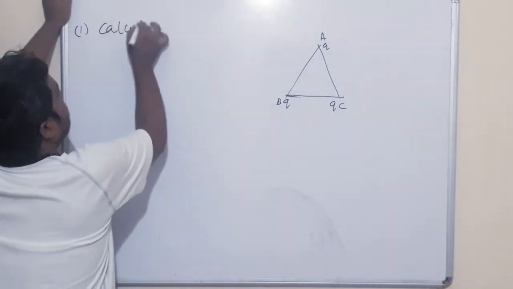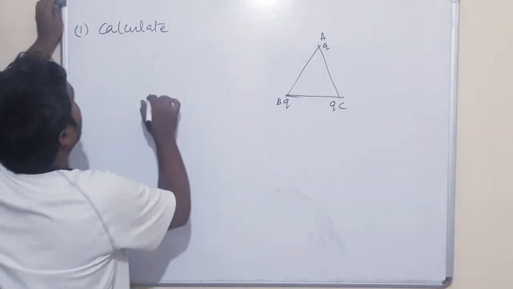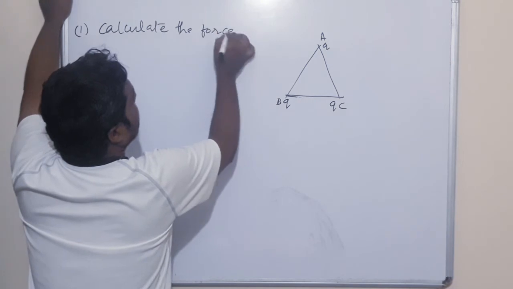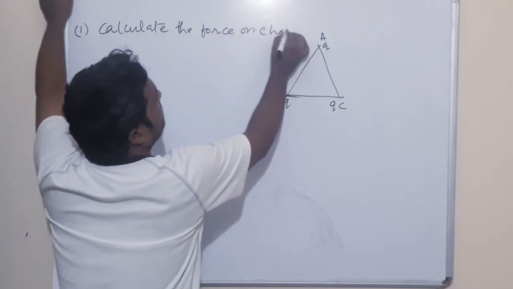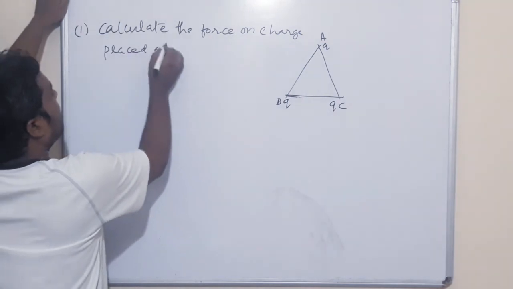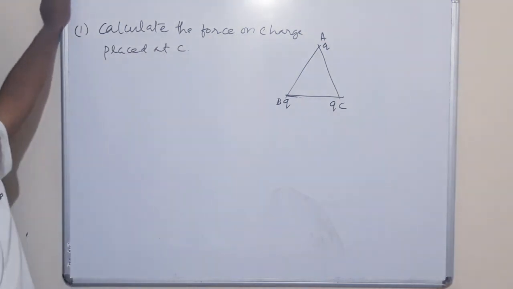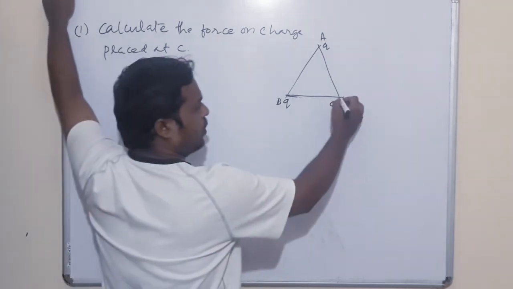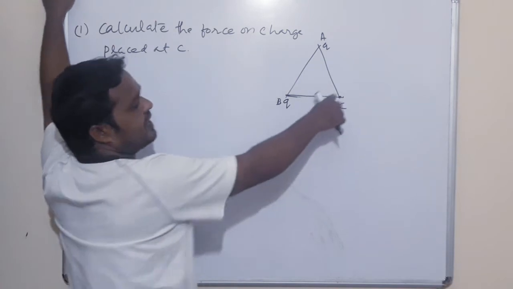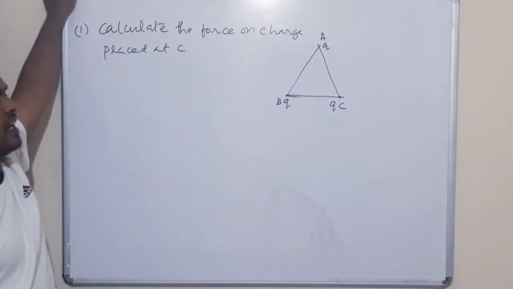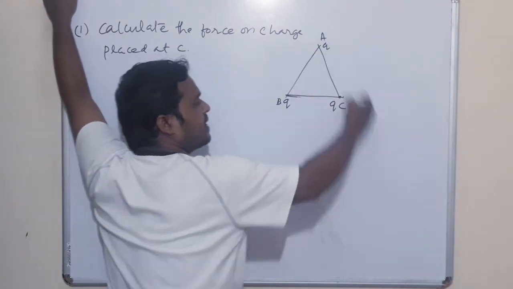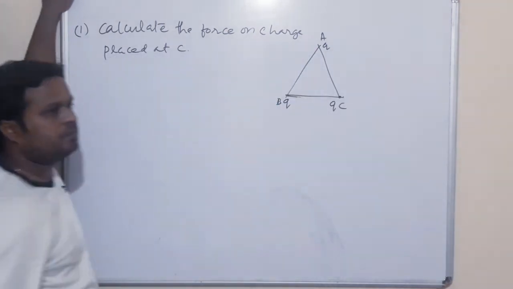The question is, calculate the force on charge placed at C. I want to calculate the total force acting on this charge. It means how many other charges are exerting force on charge placed at C? Charges placed at A and B are exerting force on charge placed at C.